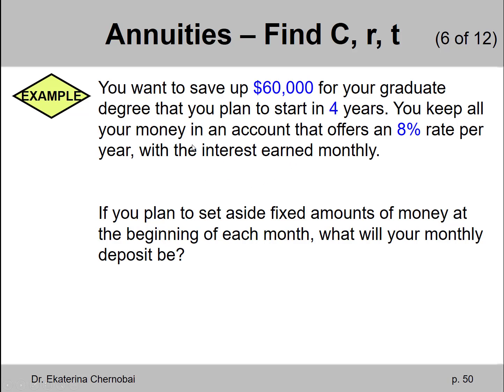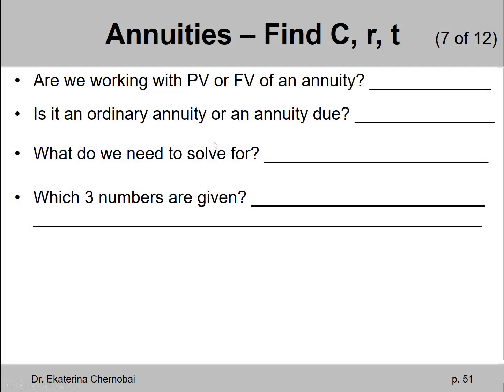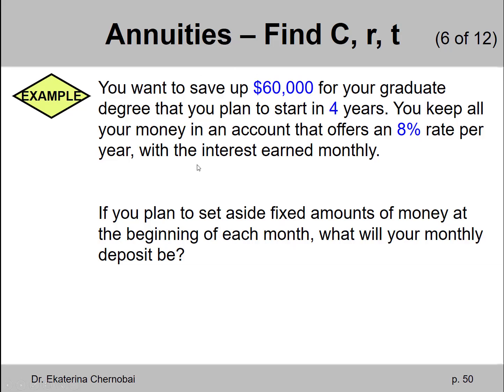Then another extra question you could ask yourself is, now that we know it's multiple cash flows, are they different amounts or the same amounts? Well, we will be setting aside fixed amounts of money at the beginning of each month. So every month it will be the same amount of money that we will be setting aside. So it's the same cash flow, repeating again and again. What do we call that? That's an annuity. Okay, now let's look at this list. Are we working with the present value or with the future value of an annuity? Which one is known?